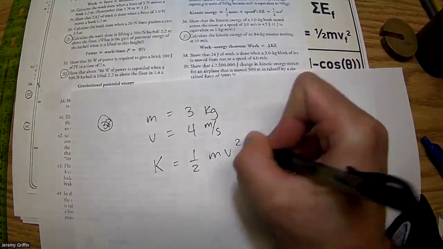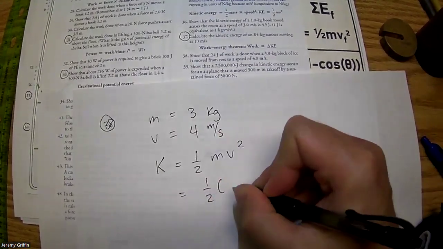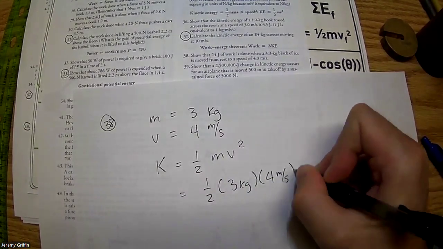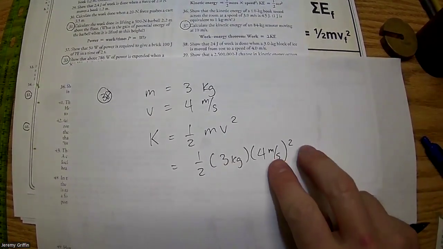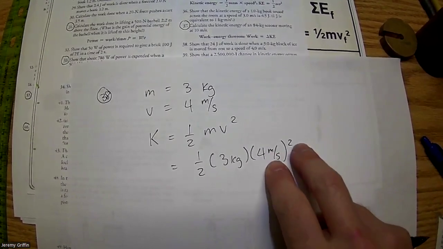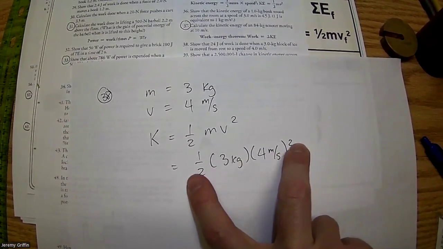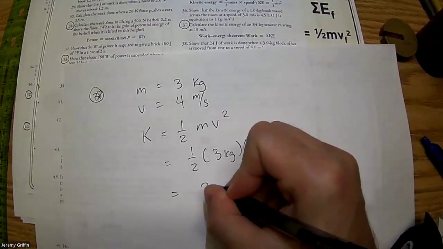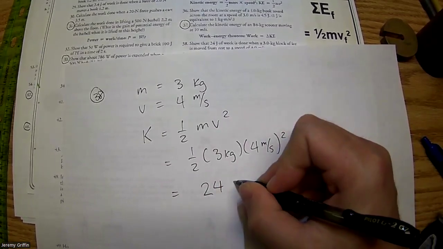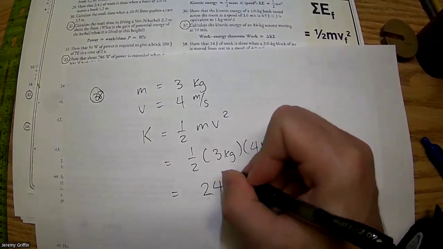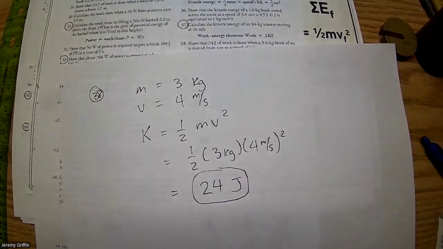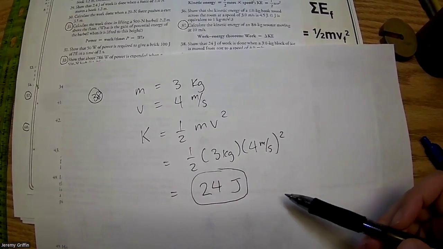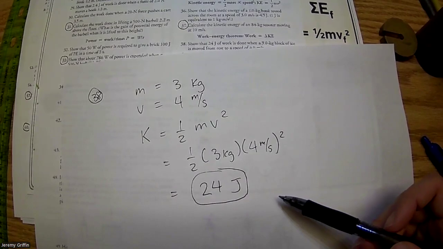One half mv squared, right? That's one half at 3 kilograms. Guys, what's 4 squared? 16. What's 16 divided by 2? 8. 8 times 3 is 24. And what's the unit on that? 24 what? Joules. 24 joules. Okay. So if that mass is moving that fast, it has this much energy in motion. So 24 joules of kinetic energy.